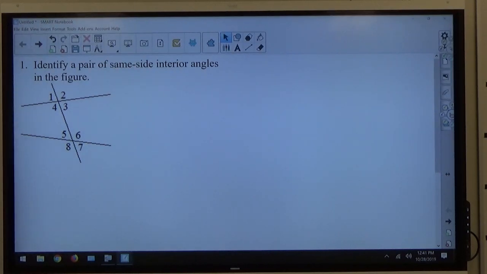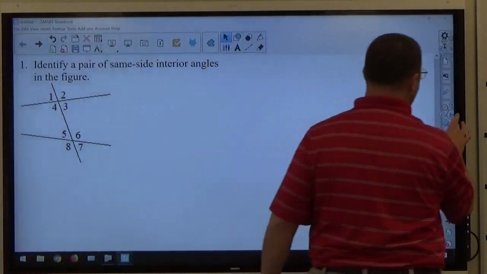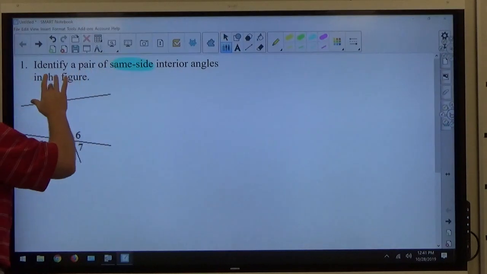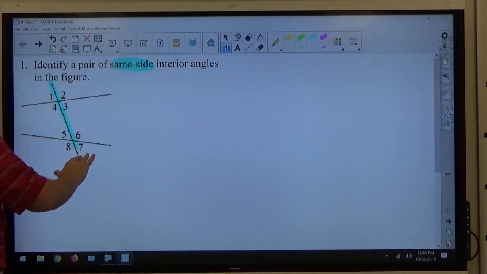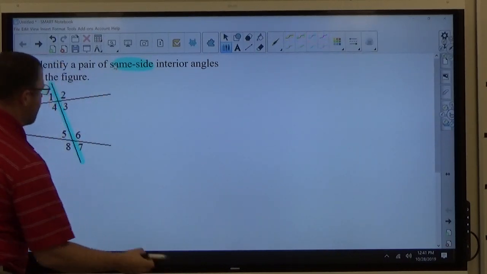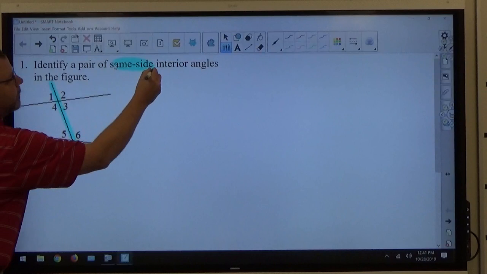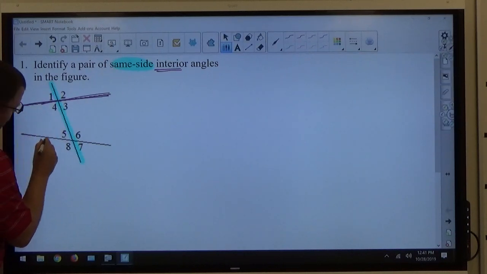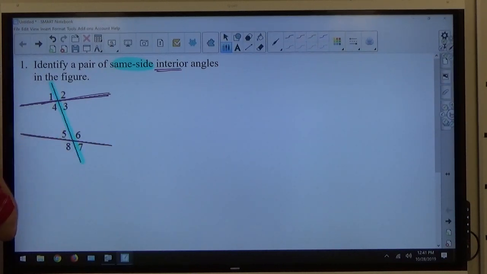Okay, number one, identify a pair of same-side interior angles in the figure. Says same side, so it's talking about the same side of the transversal. There's your transversal. So 2, 3, 6, and 7 are all on the right, 1, 4, 5, and 8 are all on the left. And then it says interior, that implies inside the two lines. So they're not parallel lines this time, but they're just two general lines being intersected by a transversal.